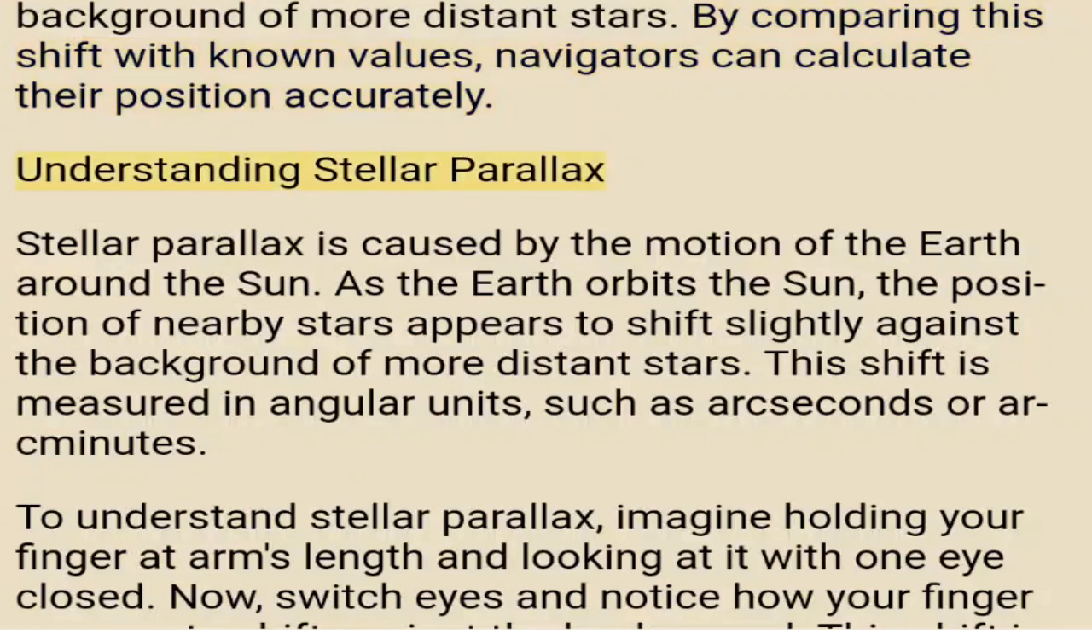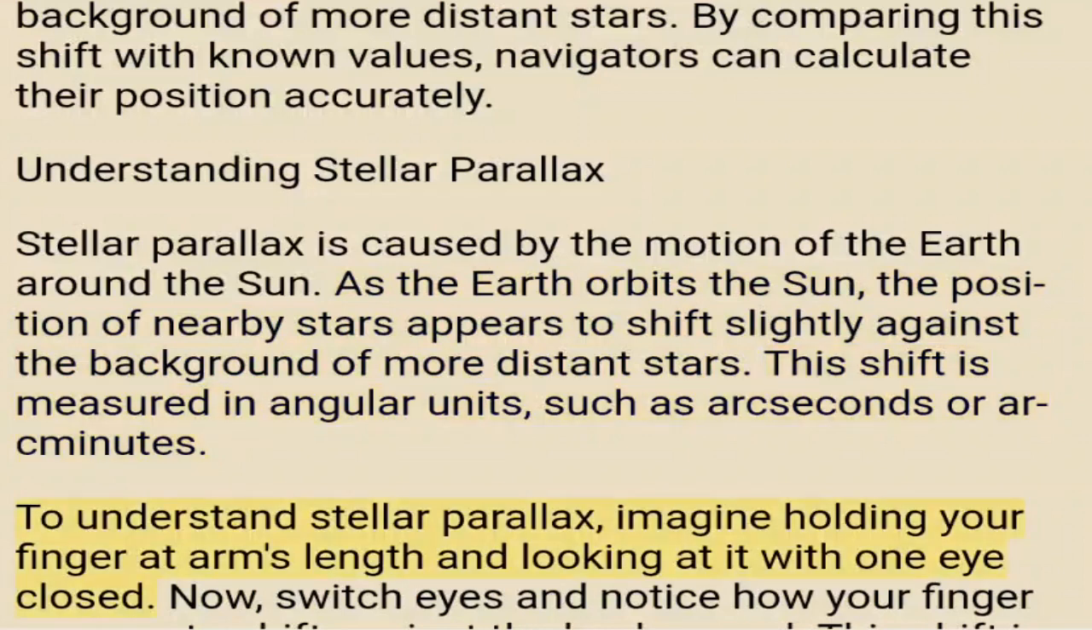Understanding stellar parallax. Stellar parallax is caused by the motion of the Earth around the Sun. As the Earth orbits the Sun, the position of nearby stars appears to shift slightly against the background of more distant stars. This shift is measured in angular units, such as arcseconds or arcminutes.